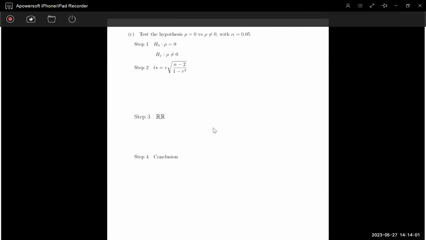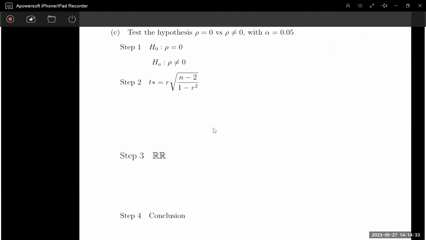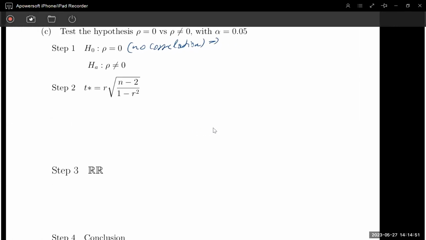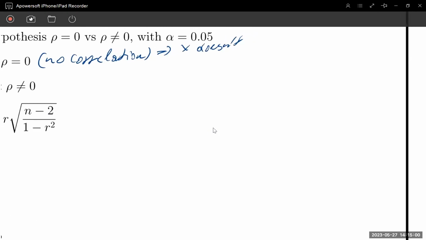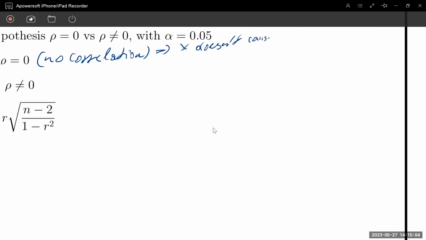So now we can test the hypothesis: rho equals 0 versus rho not equal to 0, with alpha 0.05. Step one: H0, rho equals 0, and Ha, rho not equal to 0. So we can get no correlation. Therefore, X does not predict Y.